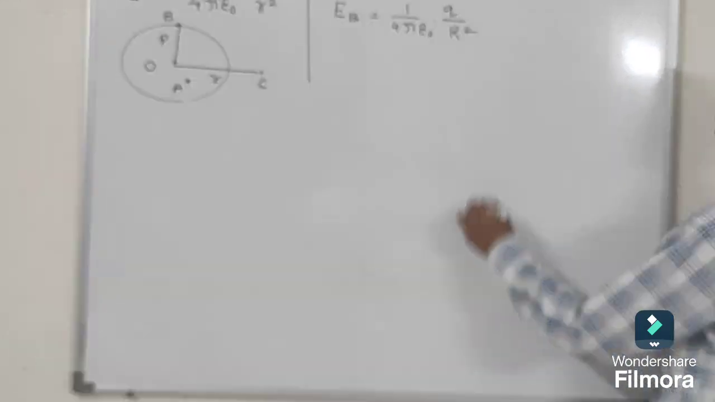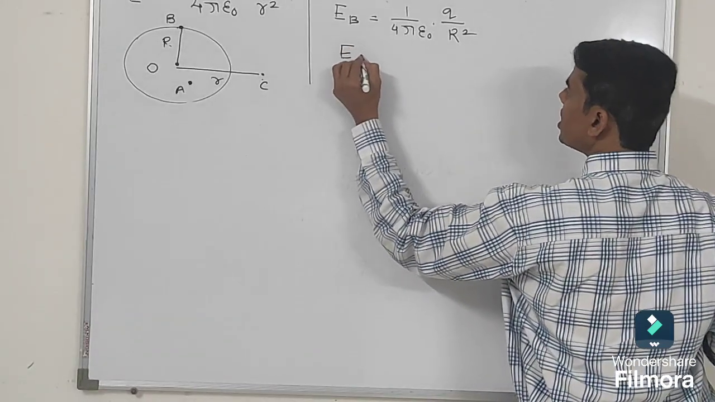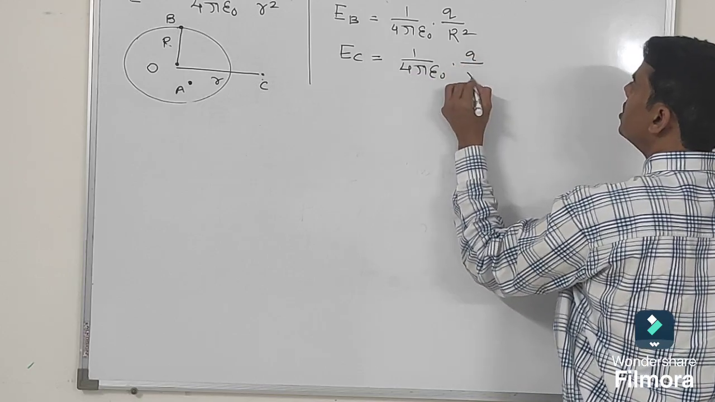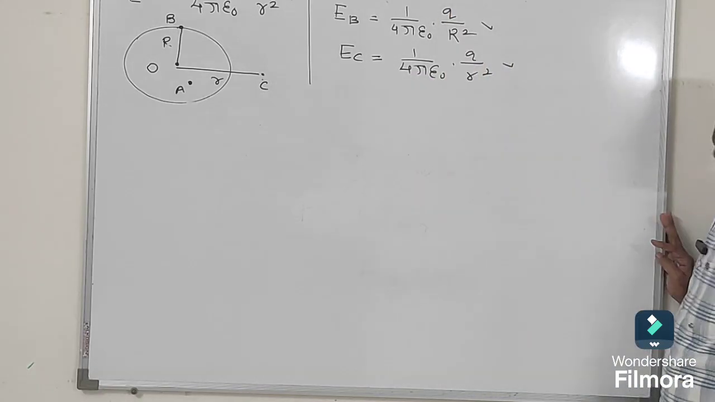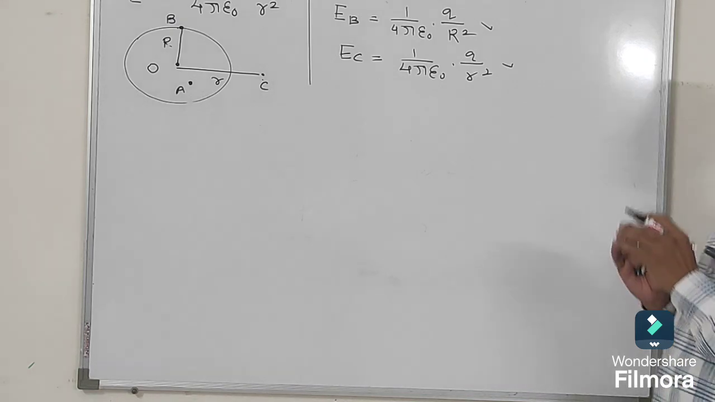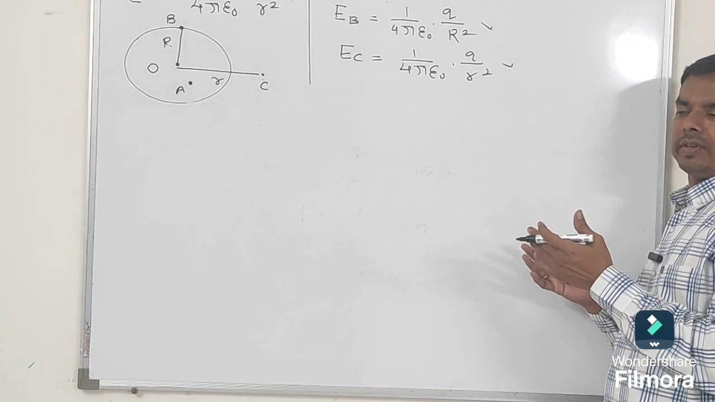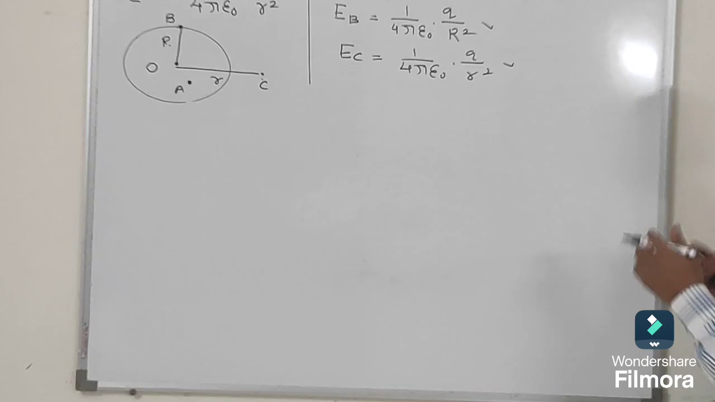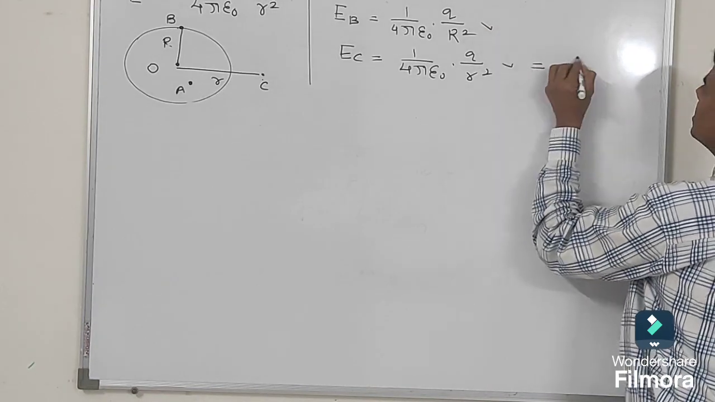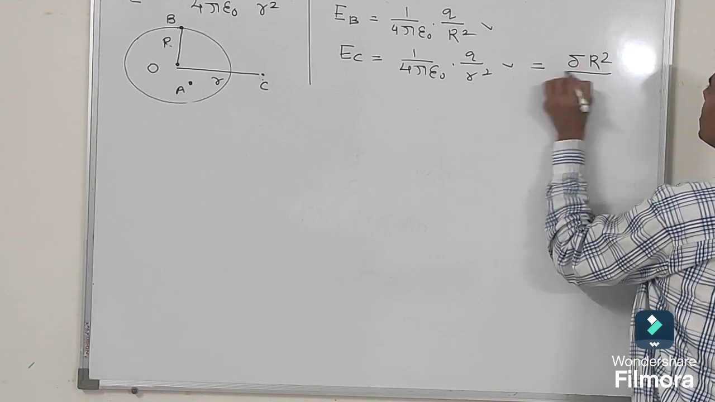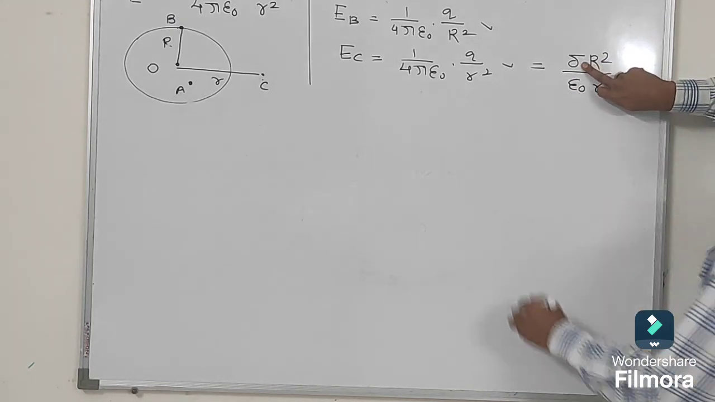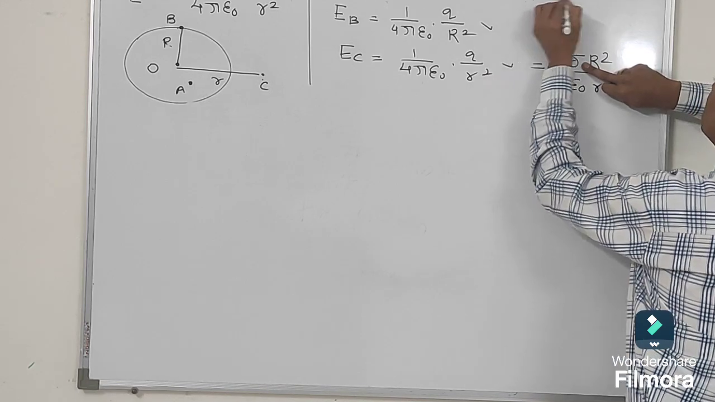This is an important formula. Outside the charged sphere, the electric intensity is 1 upon 4 pi epsilon 0 Q upon small r square. This is the general formula for electric intensity at any point situated on the surface or outside the surface. Inside it is zero. We can write this formula in another notation as sigma capital R square upon epsilon 0 small r square.